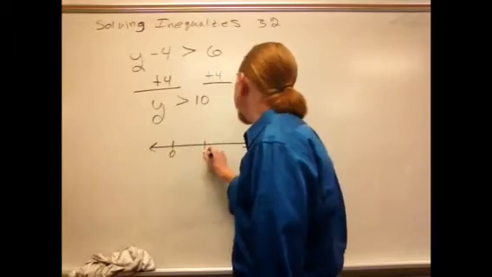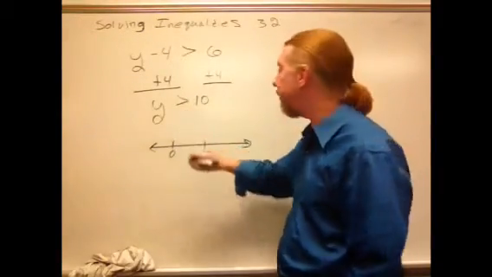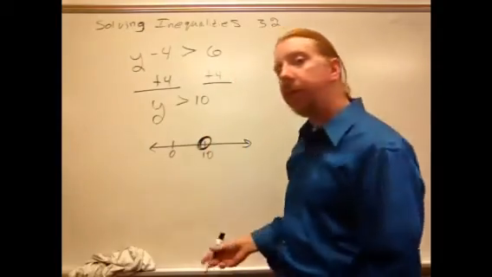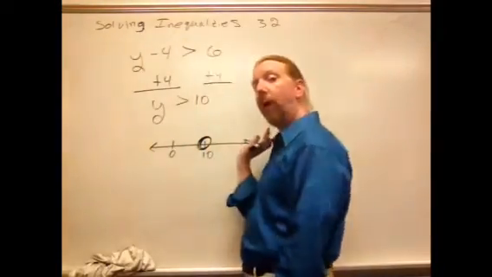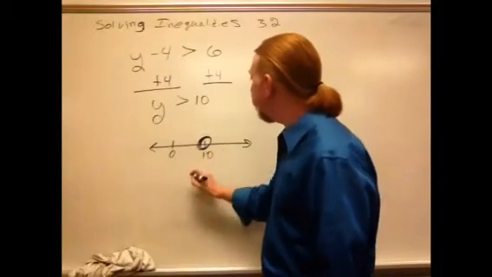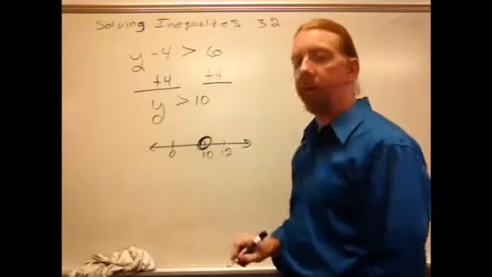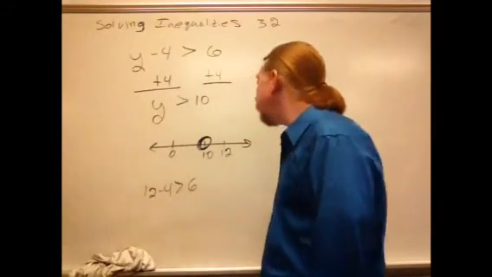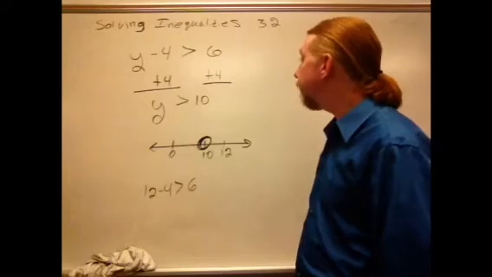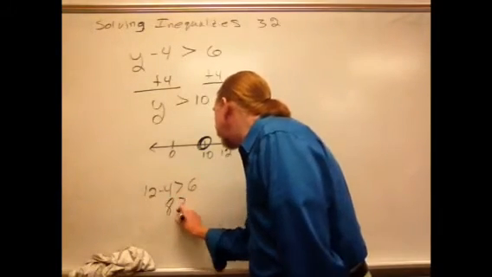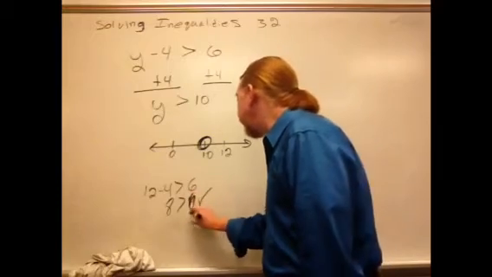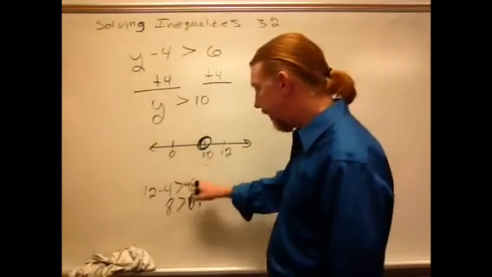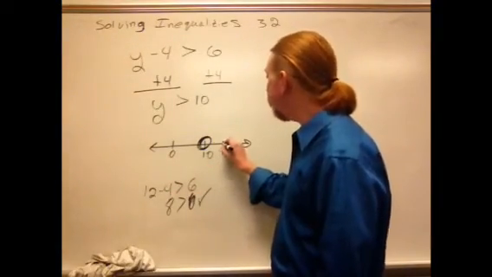There's 0, there's 10. Now I want y greater than 10. Now there's no line under it, so I'll make an open circle. And then I got to ask myself, am I going for numbers to the left or to the right? Well, if I think about it, let's just for giggles, let's test the point 12. 12 minus 4, how does that compare to 6? That gives me 8, which is greater than 6. And so that checks out. So that means that 12 must be a solution.